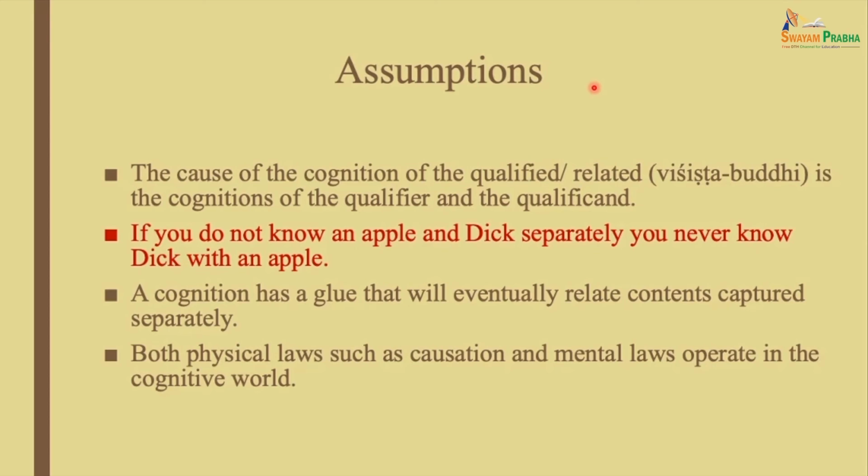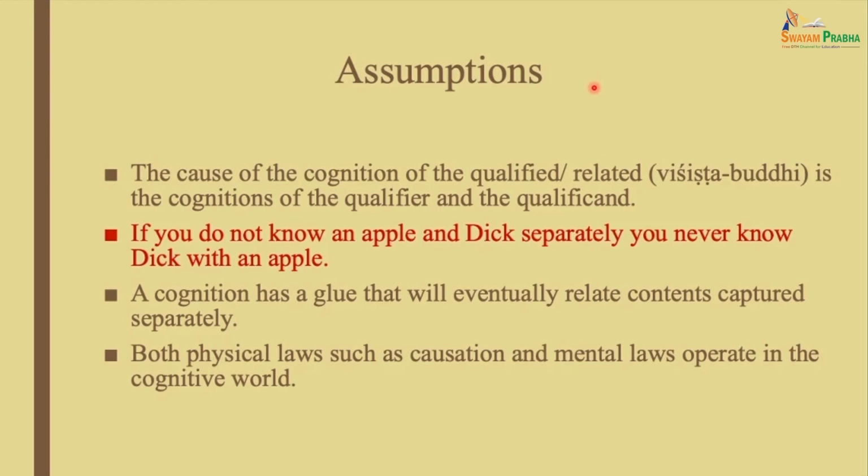So the same, by extension, the same model applies to the case of perception, that for some moment, or maybe for one moment, the three contents remain unrelated. Then they get related. Now, it's very important, not that every time the Naiyayikas spell out everything so clearly, but it's our job to spell out their assumptions, and also we need to see whether they're ungrounded or not. I think they're pretty much grounded. So one idea is a cognition has a glue that will eventually relate contents captured separately. They will not remain unrelated.